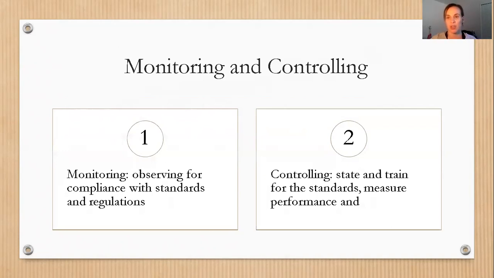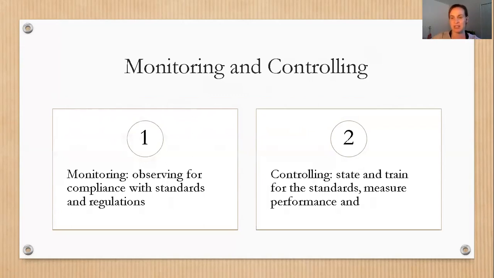Then we have controlling, and I know controlling has really bad connotations, like you don't want to work for a controlling manager, we don't want to work for a controlling director. But what we mean, and this is very well thought out and very well written in our textbook, is that you state what your standards and your measuring performance is, and you train for that as well. So we state, this is how you act on the playground. This is what our ratios are. This is how you write a lesson plan. Then you train for those standards, and then you measure their performance to make sure that they are doing that. So that's controlling.